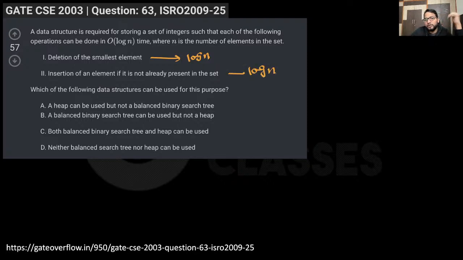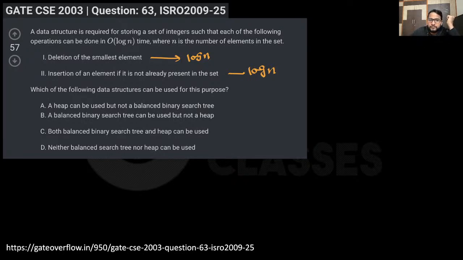So deletion of the smallest, they have these two requirements, and both of the requirements should be fulfilled in order of log n. Order of log n means the maximum it can go is log n, but it should not go beyond log n, right? This is what order of log n means.